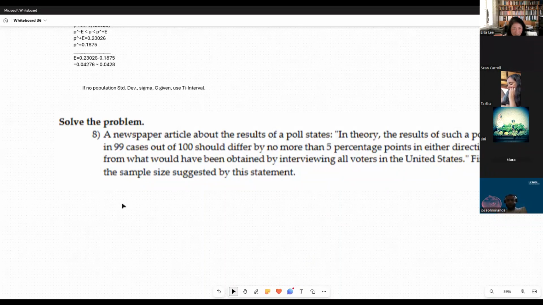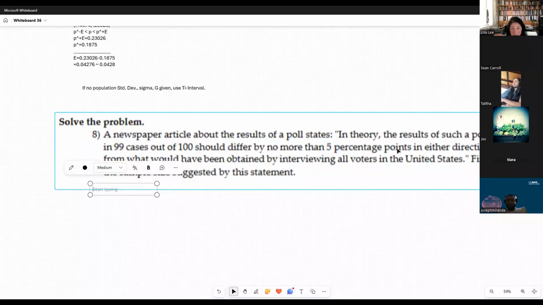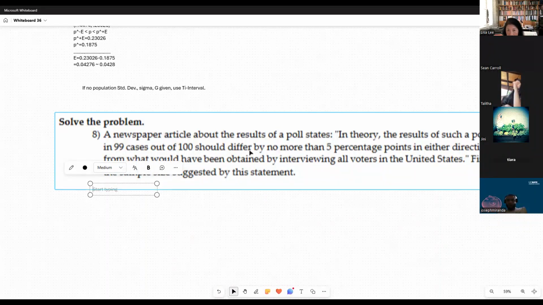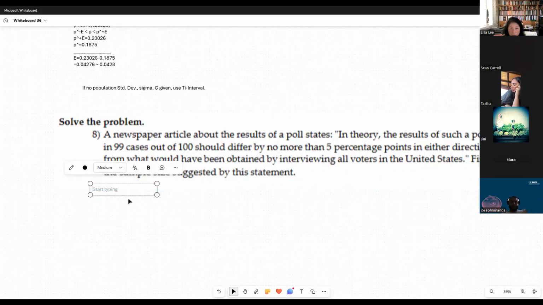Problem 8, right? Okay, so let's solve it together now. This problem says, in theory, the result of the poll in 99 cases out of 100 should differ by no more than 5 percentage points. So that's trying to give us the percentage, 99% confidence. And no more than 5 percentage points is the margin of error.